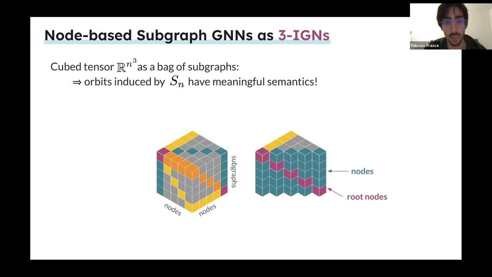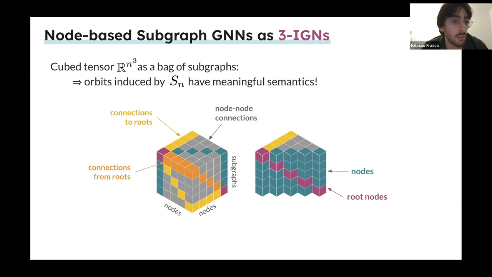So we already start to have this very meaningful semantics, and we can do the same also with the other orbits. If we consider these elements in orange, it's very interesting to see they correspond exactly to the connections from root nodes. The elements in yellow correspond to connections towards root nodes. And all the other elements in gray effectively host information about the connectivity between non-root nodes. So this was promising, it was telling us that this was a good idea to use essentially 3-IGNs to study these objects and provide a common characterization.